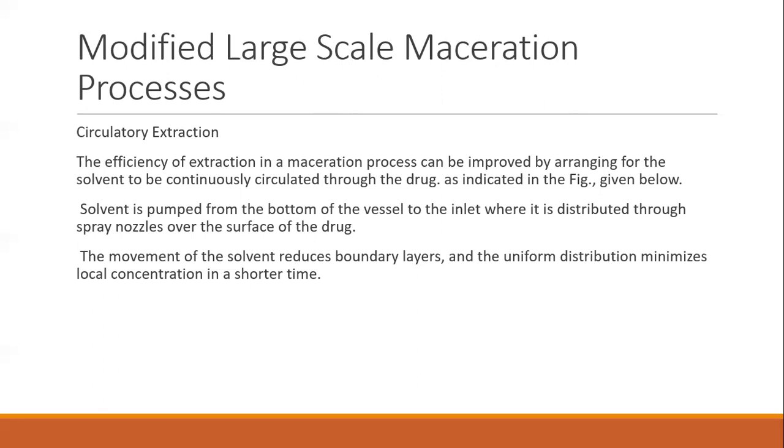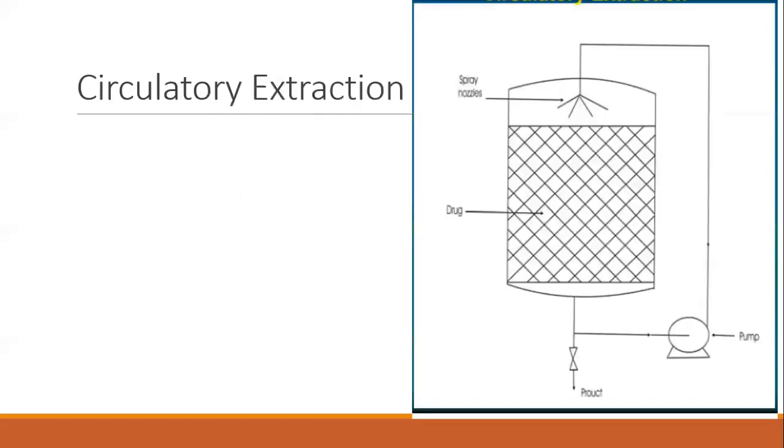Solvent is pumped from the bottom of the vessel to the inlet, where it is distributed through spray nozzles over the surface of the drug. You basically pump the solvent through the nozzle into the vessel. The movement of the solvent reduces boundary layers, and the uniform distribution minimizes local concentration in a shorter time. This will help in a uniform distribution of the solvent.